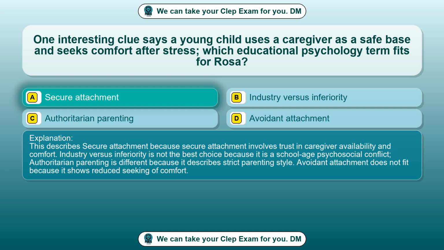This describes secure attachment because secure attachment involves trust in caregiver availability and comfort. Industry versus inferiority is not the best choice because it is a school-age psychosocial conflict. Authoritarian parenting is different because it describes strict parenting style. Avoidant attachment does not fit because it shows reduced seeking of comfort.